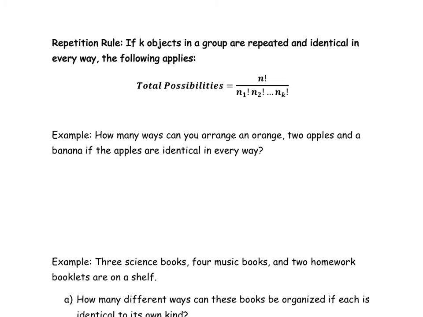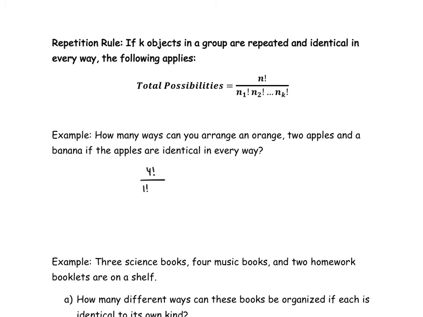How many ways can you arrange an orange, 2 apples, and a banana if the apples are identical in every way, which is impossible, but whatever, just for this problem, let's do it. So I have 4 pieces of fruit. So that would be 4 factorial, which is 24 different ways to organize those 4 pieces of fruit. Now there's only 1 orange, so I don't have to do this, but I would put 1 here, right? Which wouldn't change our value.